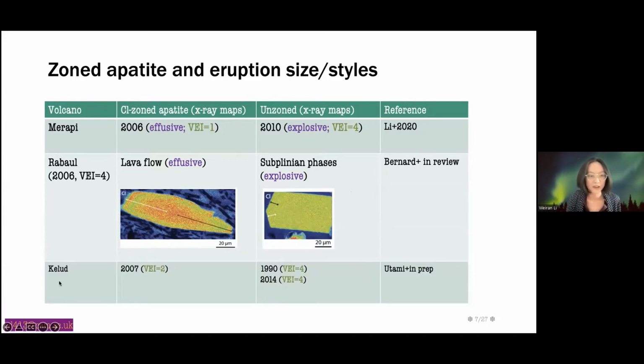Similarly, we found the apatite from the Kilauea volcano 2007 eruption that's effusive produced apatite with chlorine zoning, whereas the more explosive eruptions in 1990 and 2014 didn't produce any zoned apatite. So this made us think that chlorine-zoned apatite can be related to volcanic eruption size or styles, and that would be really useful for us to understand eruption style changes at volcanoes.